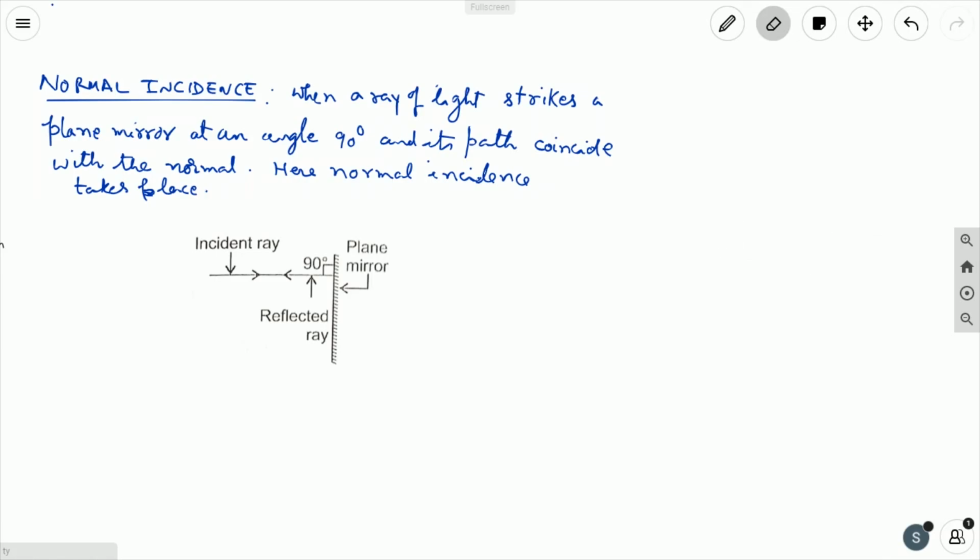So what is normal incidence? If we take a plane mirror, and rays of light strike the plane mirror at an angle of 90 degrees and the path coincides with the normal, then normal incidence takes place. Suppose here I have taken a plane mirror, and here there is the normal also. Normal means it will make an angle of 90 degrees.